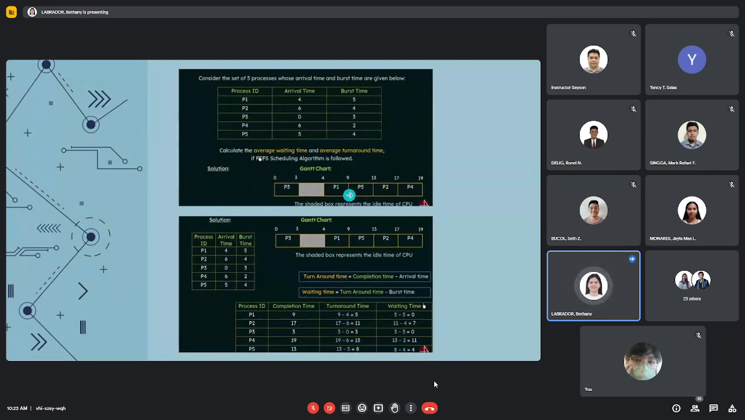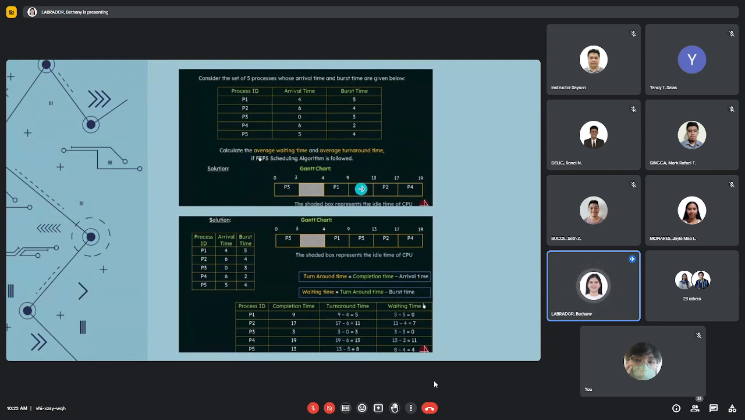So once P1 completes, the next one to get the CPU is P5. P5 got the CPU at the 9th unit of time when P1 completed its execution. Now, the burst time of P5 is 4 units of time. That is, from the 9th unit of time, 9 plus 4 gives us 13, which is the completion time of P5.